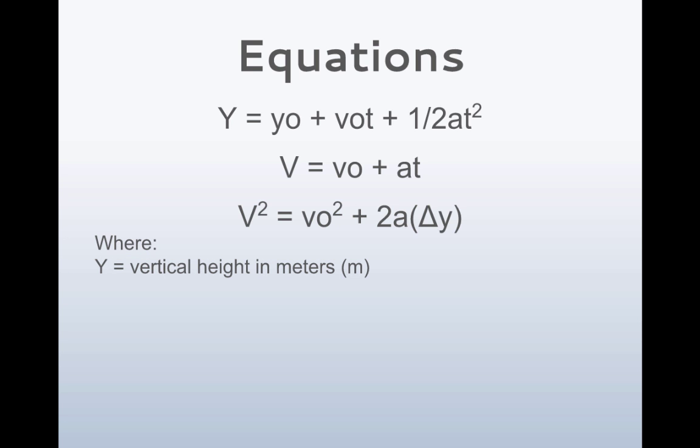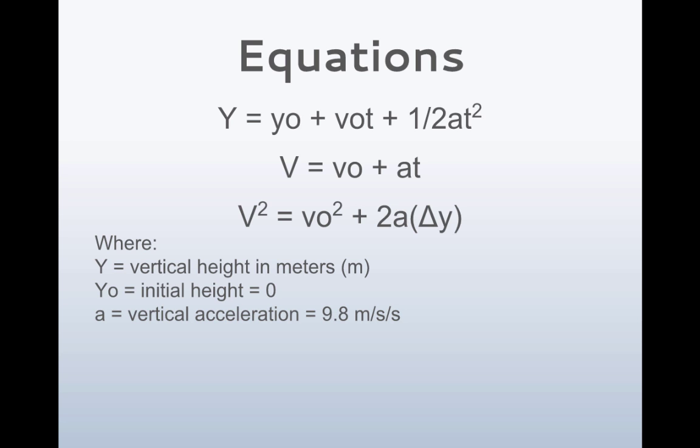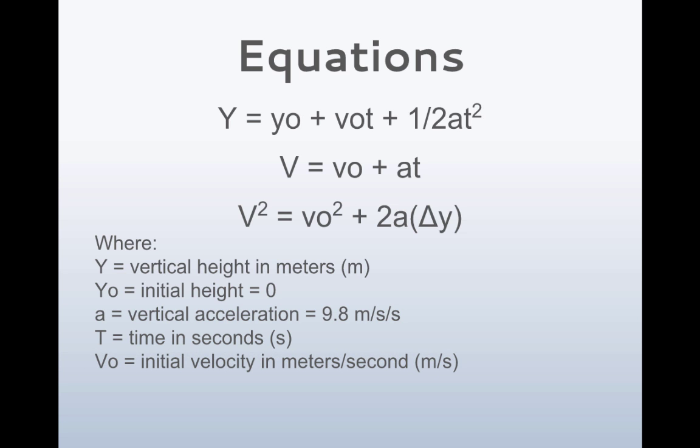Where y is the vertical height in meters, y naught is the initial height, which should be 0. A is the vertical acceleration, which is 9.8 meters per second squared, negative all the time. T is time in seconds. V naught is the initial velocity in meters per second. And v is the final velocity, again, in meters per second. Delta y is the change in y, which is the displacement height.